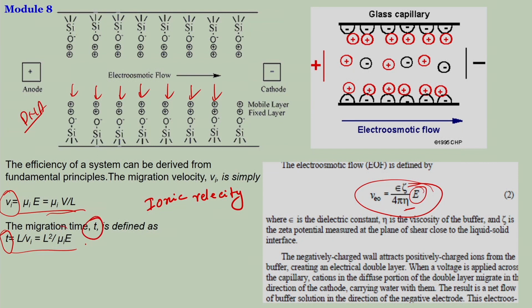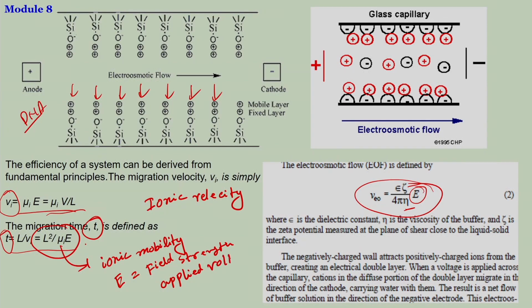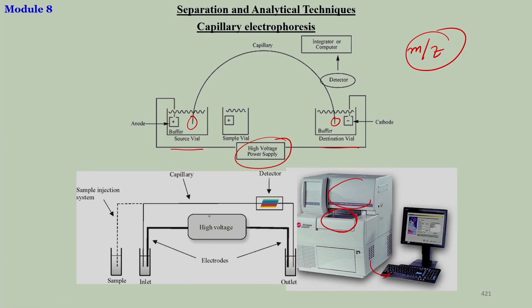T is defined as L square by mu i into E. L is the length of the capillary, mu i is the ionic mobility, and E is the applied voltage or electric field strength, which depends of course on the voltage that you have applied across the capillary, and that is given here.